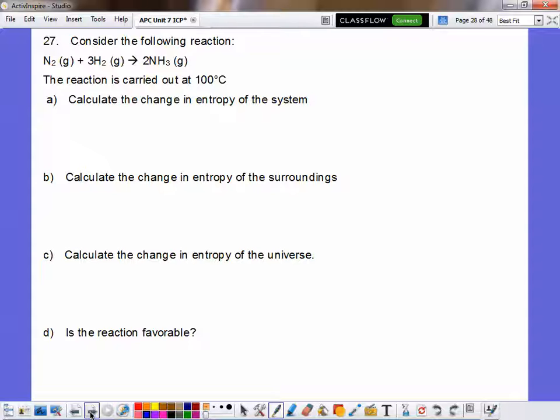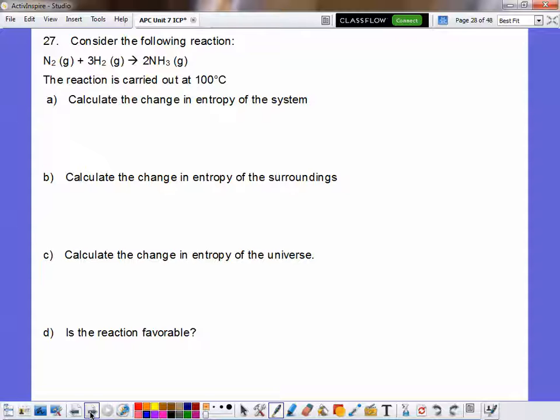But let's take a moment to talk about the reaction itself. Let's predict the sign of our change in entropy before we actually calculate it. Let's look at the reaction. Thinking back to the conceptual stuff we just talked about, what's the sign of our change in entropy? Why do you think it's positive?